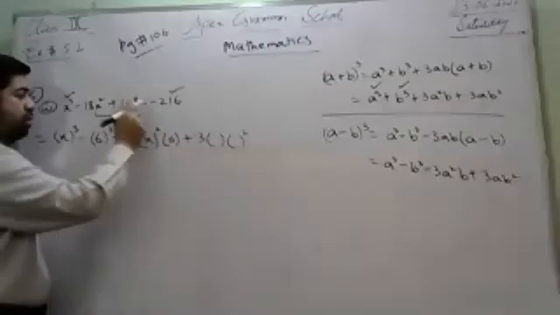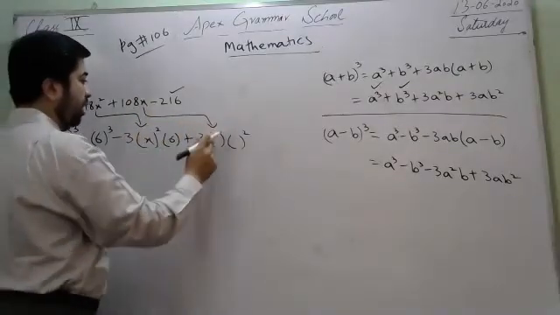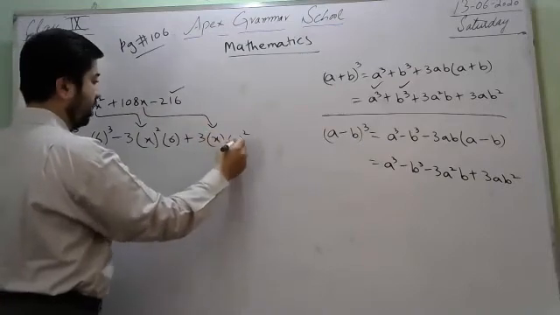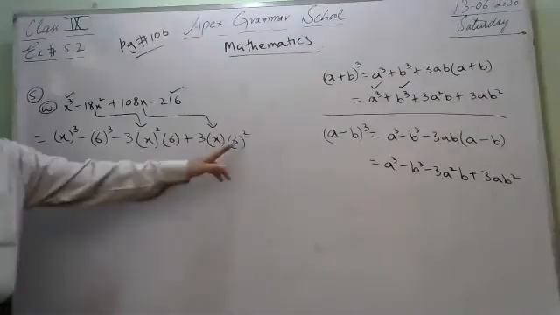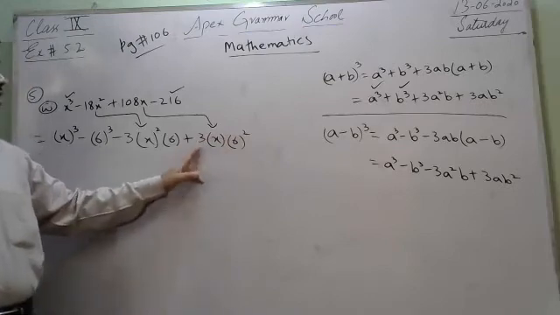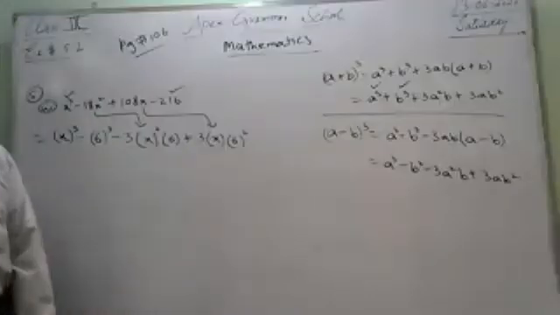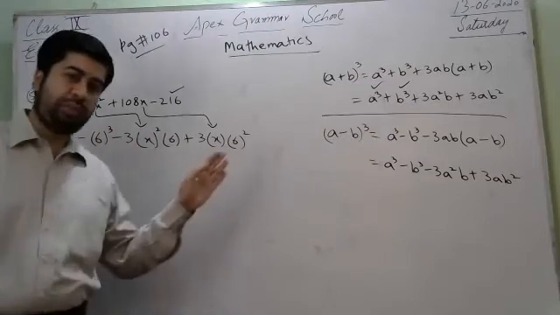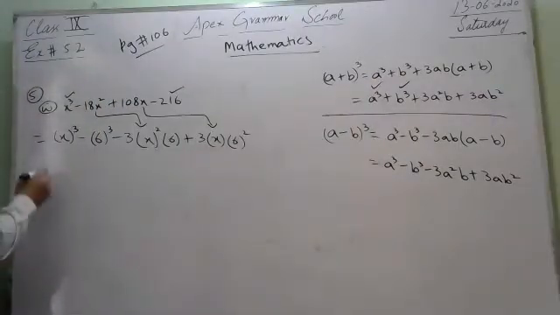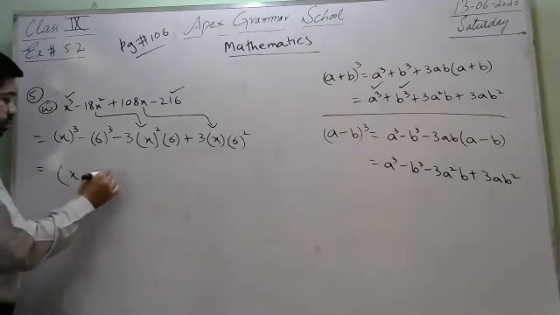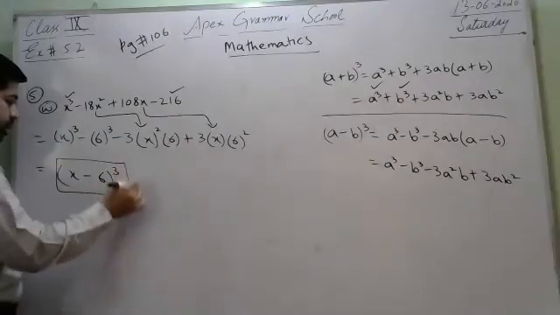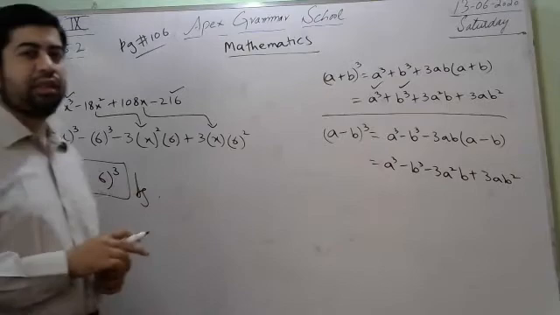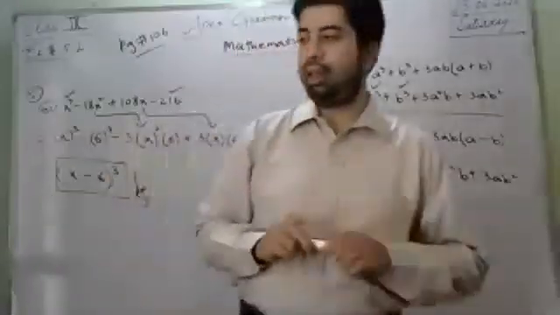After that, with positive sign, the value of a is x, the value of b is 6. 6 square is 36, 36 multiplied by 3, that is 108 and then x. Now it is verified with a cube minus b cube minus 3a square b plus 3ab square. It is a minus b whole cube, that is x minus 6 whole cube. This was your exercise 5.2, complete.